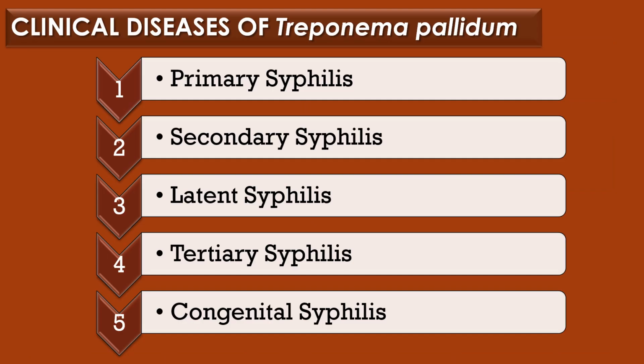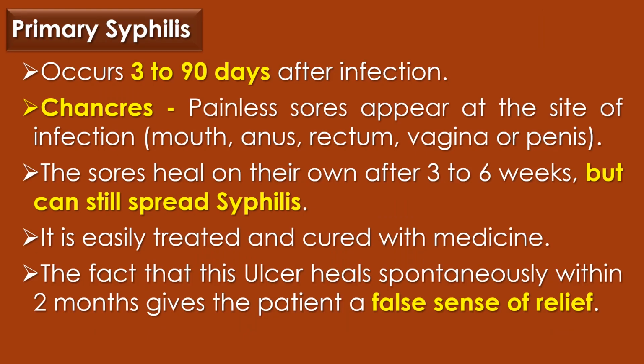Clinical diseases caused by Treponema pallidum are primary syphilis, secondary syphilis, latent syphilis, tertiary syphilis and congenital syphilis. The first clinical disease caused by Treponema pallidum is primary syphilis.